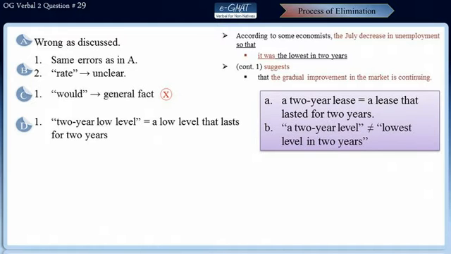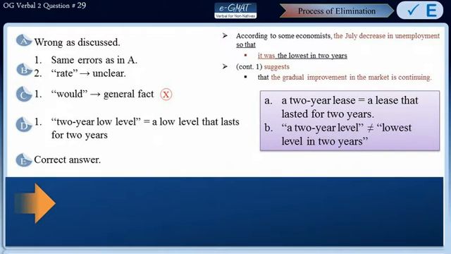So we must be cautious about these slight changes in the word arrangement, because these changes can distort the intended meaning of the sentence, as we just saw now. I mean, a 2-year level is not the same thing as lowest level in 2 years. So for this reason, choice D is not correct. We are left with choice E now, which is the correct answer, because now it clearly communicates the intended meaning of the sentence. So choice E is the correct answer for this sentence.